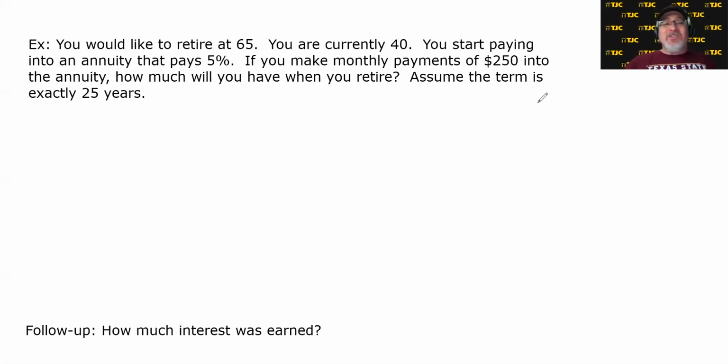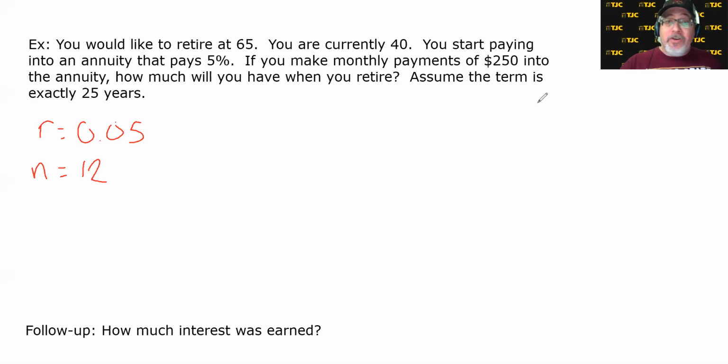And I say that because when I say you're currently 40, you might have turned 40 maybe 3 or 4 months ago. And then when you retire at 65, maybe it's 65, and then 3 months later you retire. But we're assuming the term is exactly 25 years. And on the bottom, you see we've got a follow-up, how much interest was earned. All right, so let's write down all the parameters that we have and see what we got. The annuity pays 5% interest, so our lowercase r is 5% or 0.05. We're making monthly payments, that's 12 times a year, so n is equal to 12.